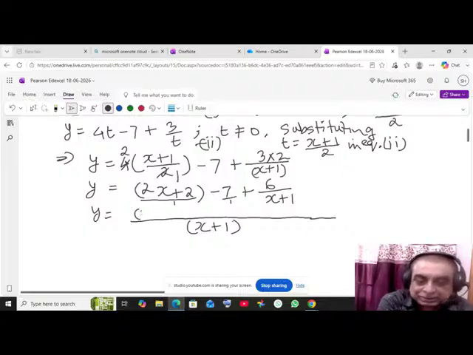You will multiply the above numerator 2x plus 2 with x plus 1. Okay. And now you divide x plus 1 by the second denominator 1. So the answer is x plus 1. Multiply the numerator minus 7 with x plus 1.